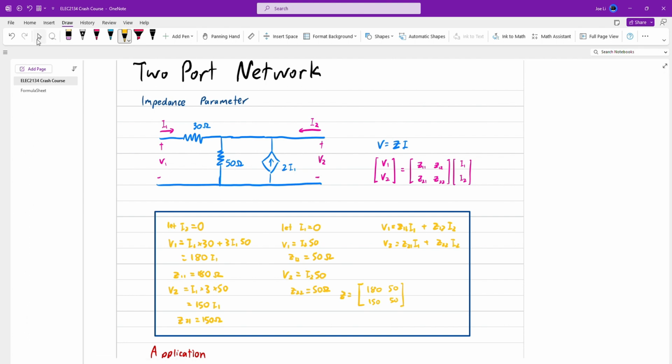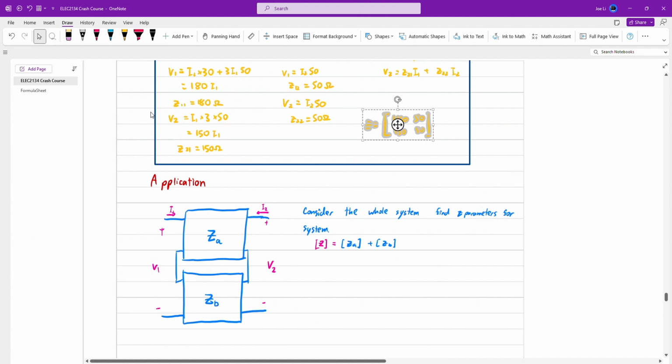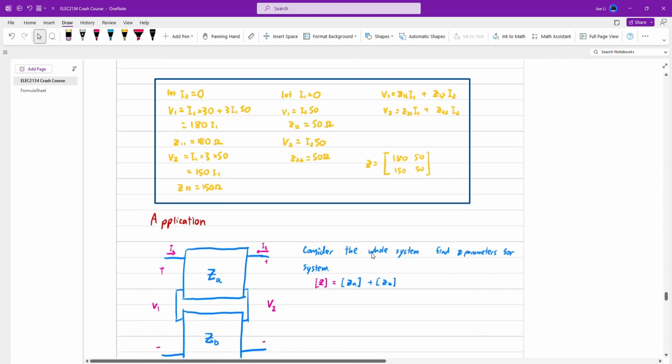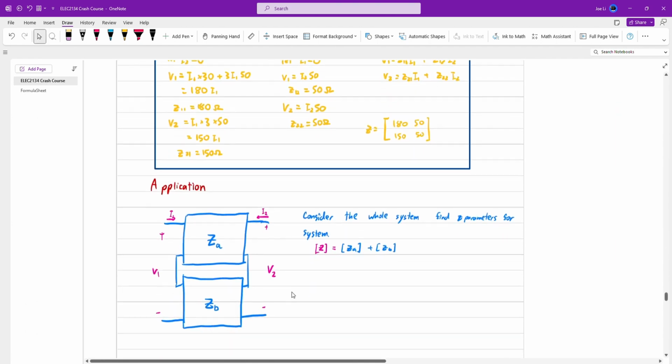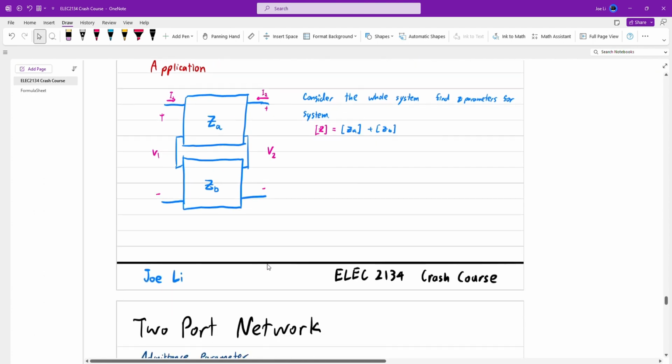Cool. Hopefully everyone likes this. Now the application of this: you can cascade two blocks of impedance two-port networks in series, and you can actually add the matrices together like this. Pretty cool, right? So the impedance parameters of the whole system is going to be equal to the impedance of this plus the impedance of this in matrix form. You just add them together. That's pretty cool.